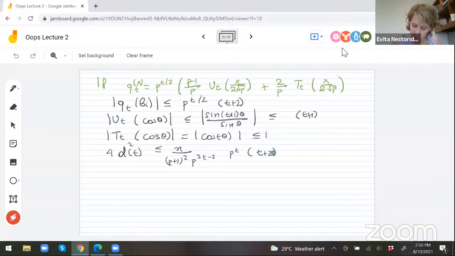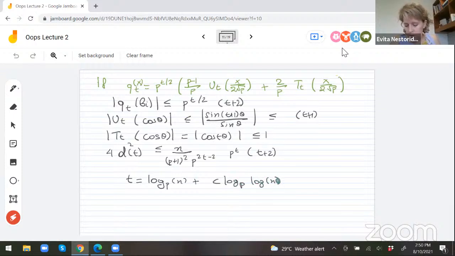Yeah, the t plus 2 comes from these 2 terms. And this just really means that we need to take this log-log window. So if we take t to be log pn plus c log n, this becomes small. So it is as simple as that to retrieve part A.